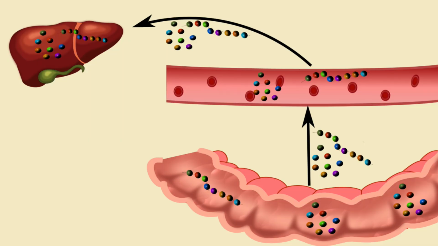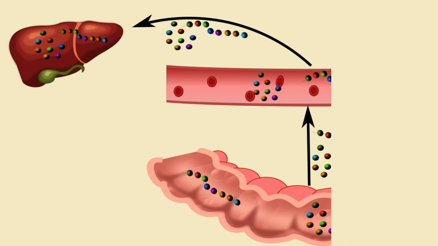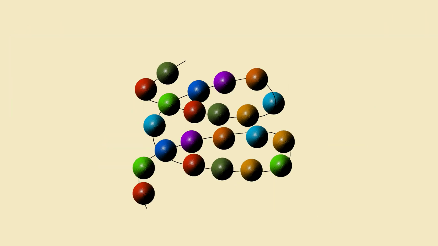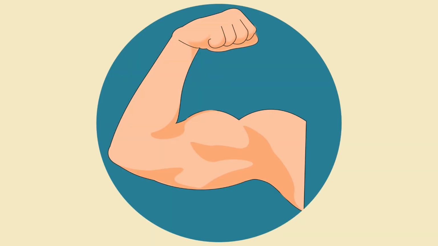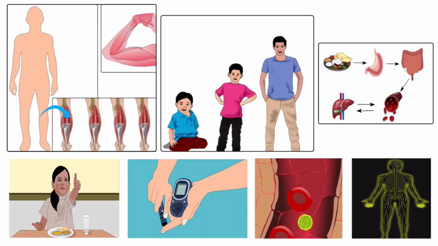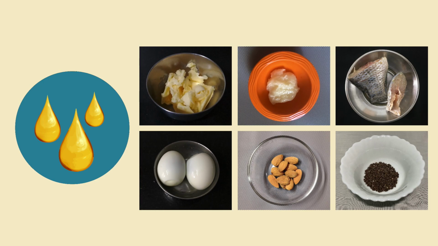Some ingested amino acids and peptides are also delivered to the liver. There they are processed and distributed to other body cells. We constantly break down proteins and make new proteins. We cannot store protein. So we need to get enough protein from various food sources daily. Functions and daily requirements of protein are discussed in another tutorial. Now let's move on to fats.